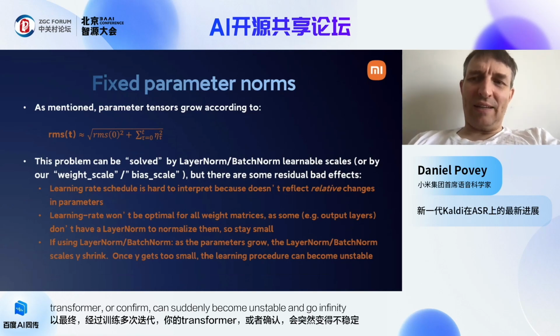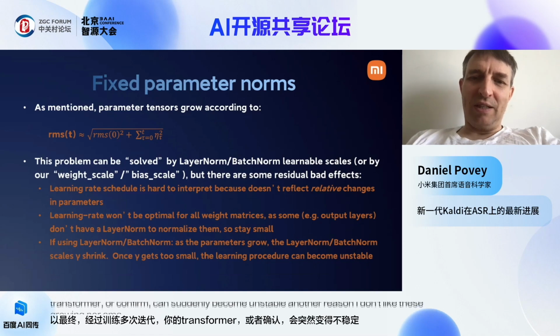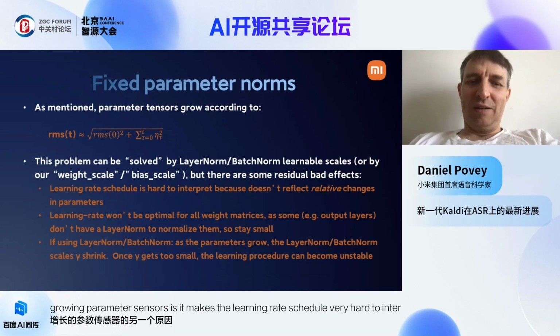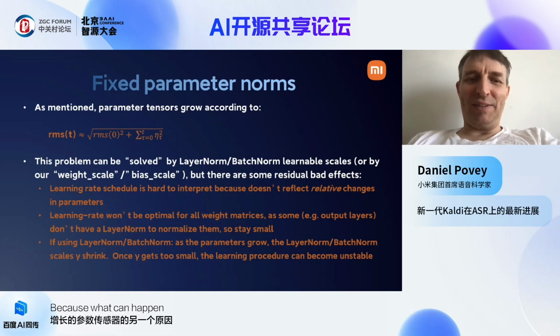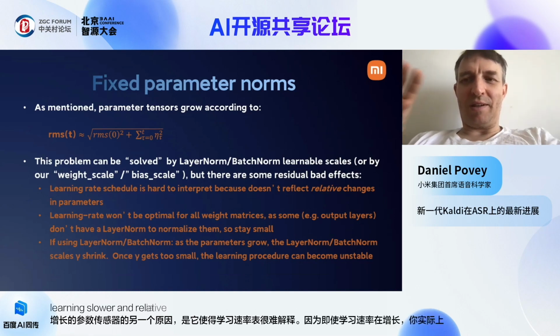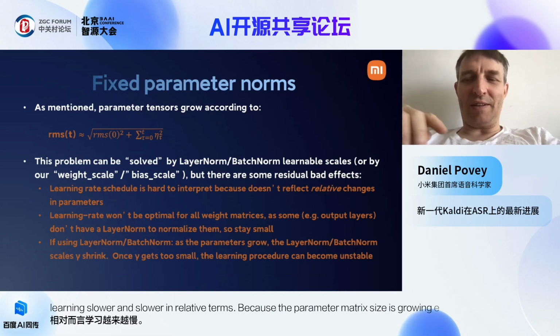Another reason I don't like these growing parameter tensors is it makes the learning rate schedule very hard to interpret. Because what can happen is that even though the learning rate is growing, you're actually learning slower and slower in relative terms because the parameter matrix size is growing even faster than the learning rate.